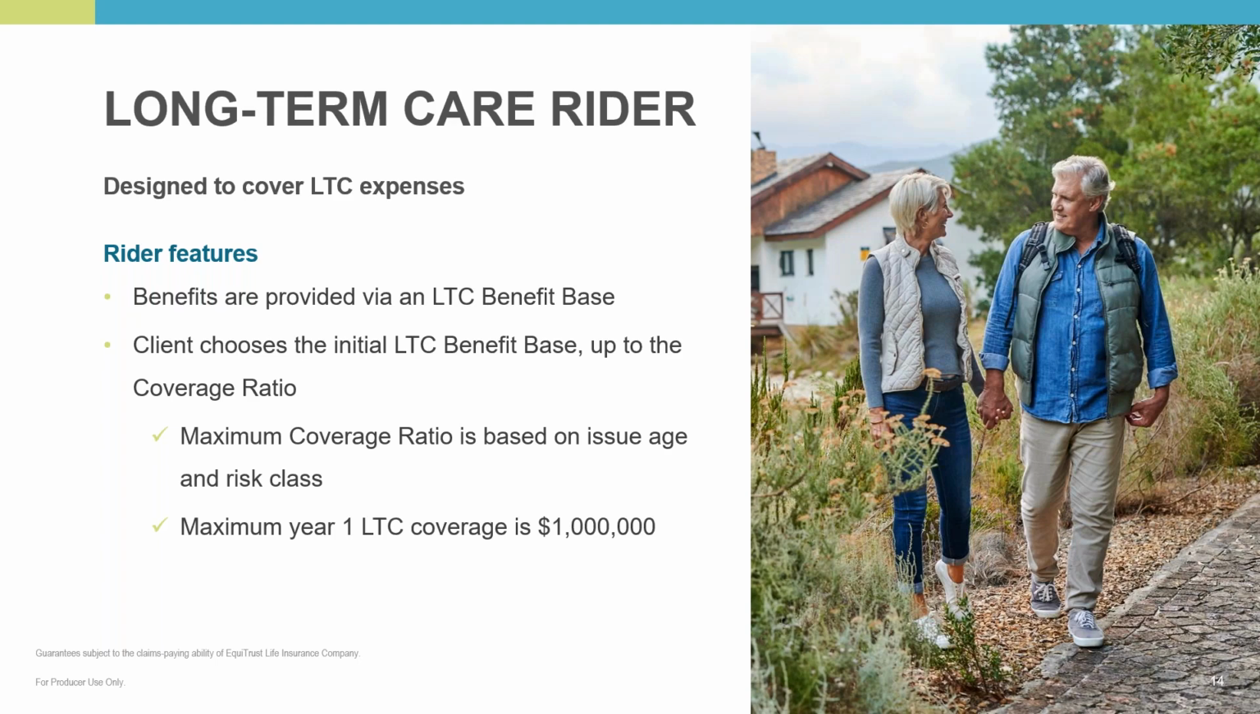The client will choose their initial LTC benefit base up to the coverage ratio. And, of course, the maximum coverage ratio is based on the client's issue age and then their risk class. And the maximum year one LTC coverage is $1 million. So if you're ever out on the Bridge microsite, either running a quick calculator illustration or a full illustration, you definitely have the ability to customize that coverage ratio so that you do not exceed it. The illustration software will not allow you to exceed the $1 million coverage mark. So you can find out exactly how much premium a client can put in up to the $1 million maximum, which is really, really nice.